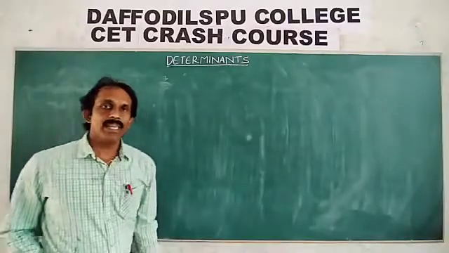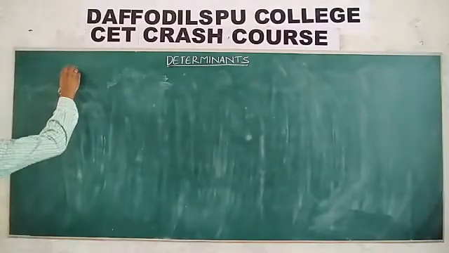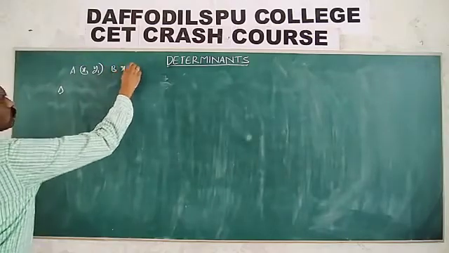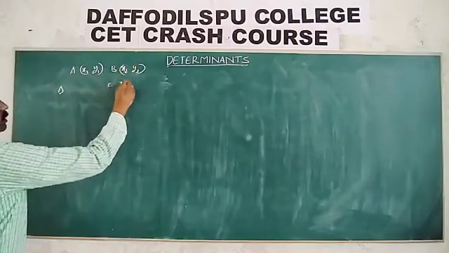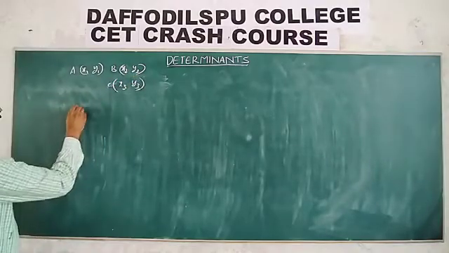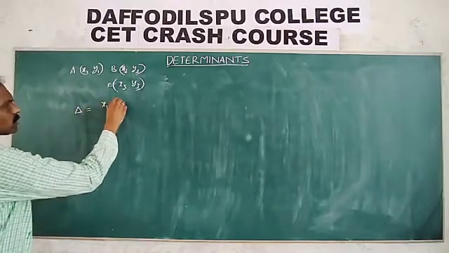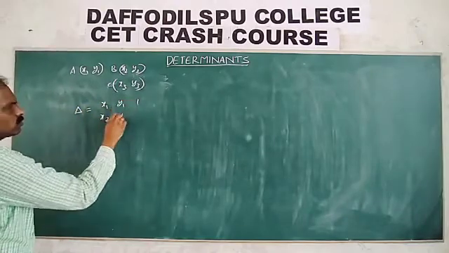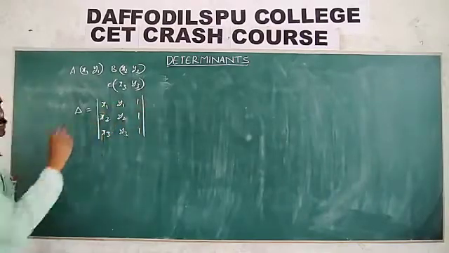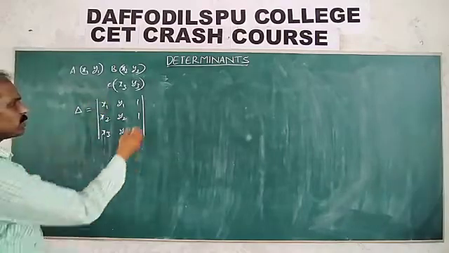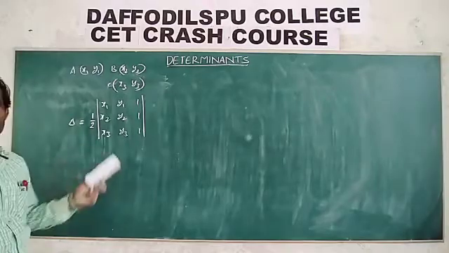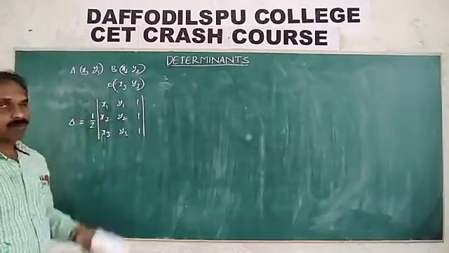Next, area of the triangle. What is the area of the triangle? Given 3 points A(x1, y1), B(x2, y2), C(x3, y3) as the vertices of the triangle, the area of the triangle, using the determinants method, is half of the determinant with rows x1, y1, 1; x2, y2, 1; x3, y3, 1.